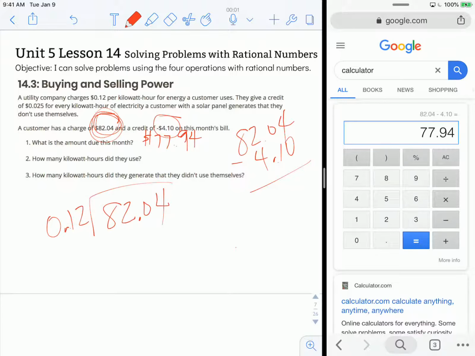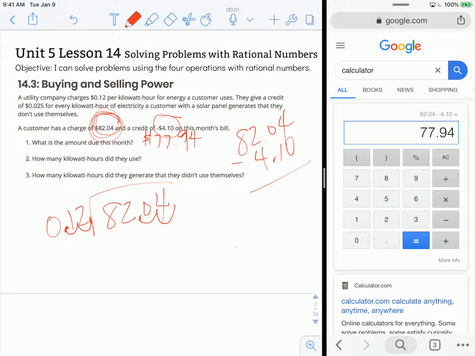Again, just because I'm using a calculator doesn't mean I should turn my brain off, so I'm going to get an estimate in my head of what the value should be before I type it in the calculator. So I'm going to create an equivalent expression. If I'm dividing by 12 cents, I want to make that into a whole number, so I'm going to make that 12 cents 100 times bigger and create 12 as a whole number. If I do that to my divisor, I have to do the same thing to my dividend as well, so I'm going to make $82.04 100 times bigger as well. So now I have the equivalent expression of 8,204 divided by 12.